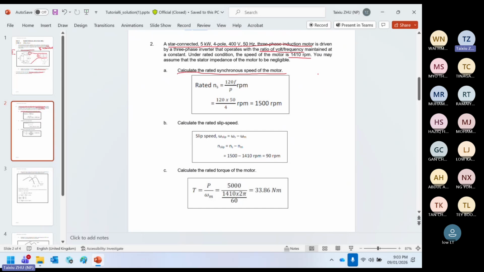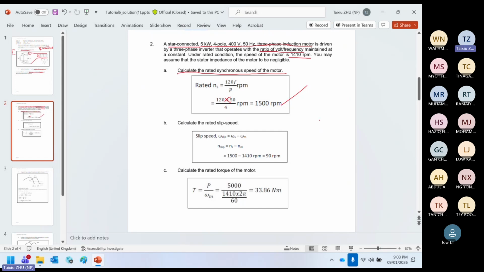Can do or not? Can do, right? Yes, this one is easy. Okay, good. So basically 120 times 50 divided by the number of poles. That's the synchronous speed, done.